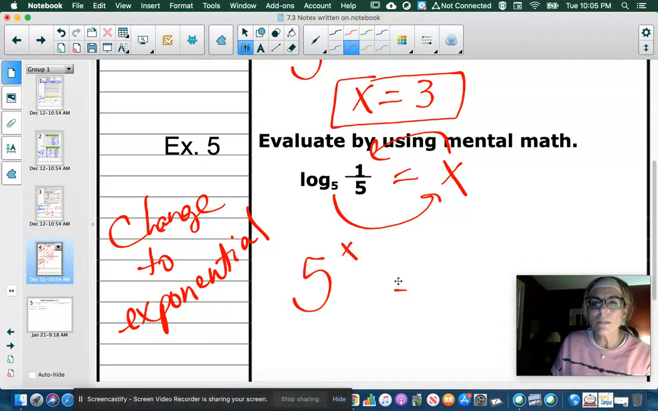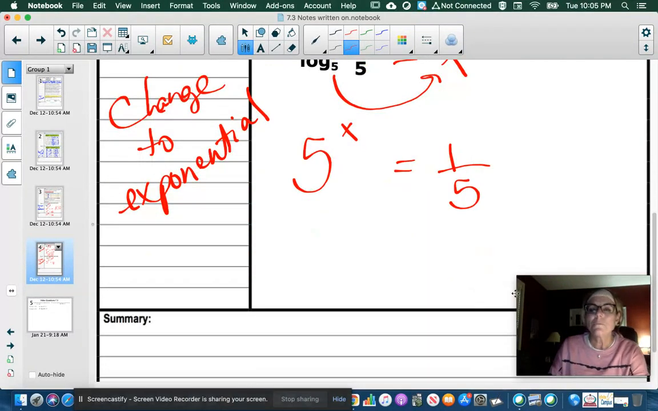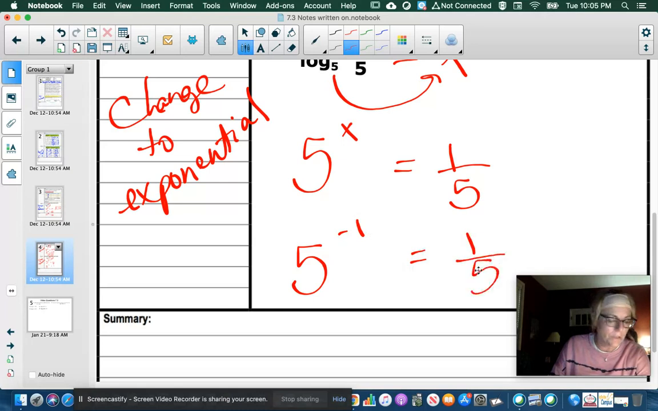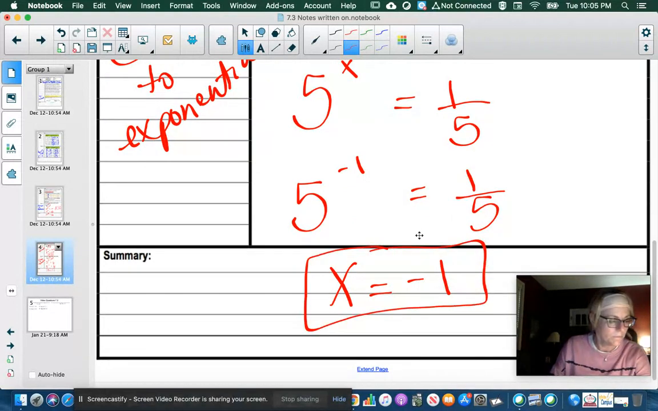5 to the power of x equals 1 over 5. Well, remember what I said. When you have a base raised to a power and that's equal to 1 over something, I know that my exponent is going to be negative. Well, we know that 5 to the first power is 5, but we don't want that. We want 1 over 5. So it's to the negative first, negative 1. So x is equal to negative 1.